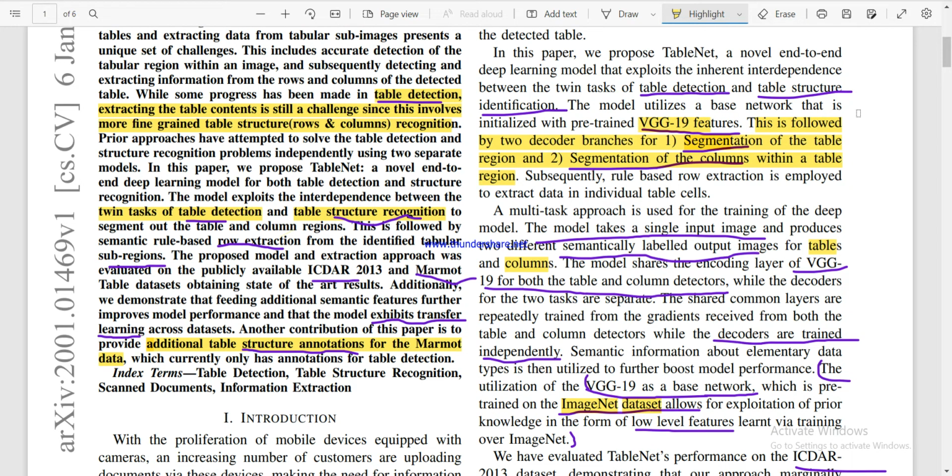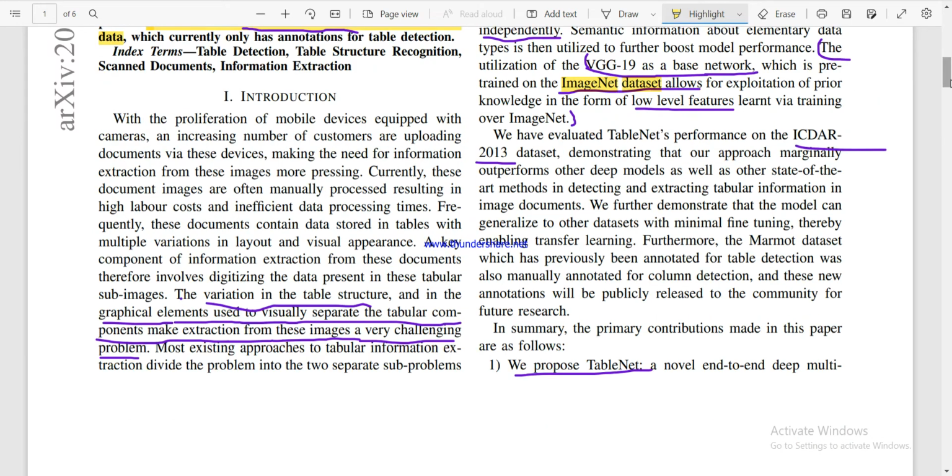So this is what I have discussed earlier, that they have used a pre-trained base network, VGG19, and they pre-trained that on the ImageNet dataset, and then they have used its low-level features by training over ImageNet. Okay, so this is up to that.